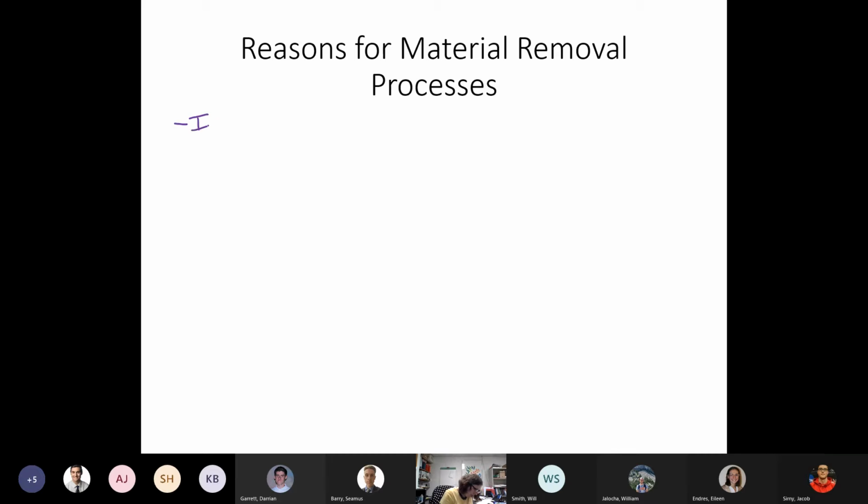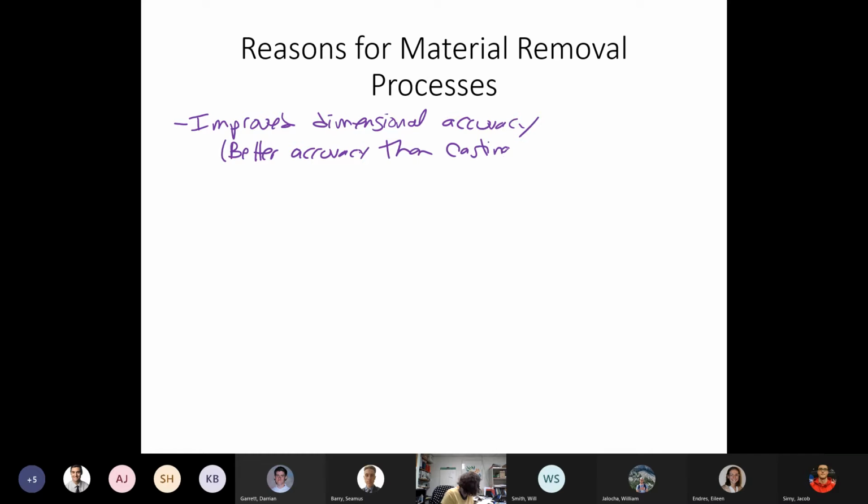And one is going to be improved dimensional accuracy. When we look at our processes for casting or forging or powder metallurgy, we can typically get the best accuracy with material removal. So we're looking at better accuracy than casting, deformation, and so forth.